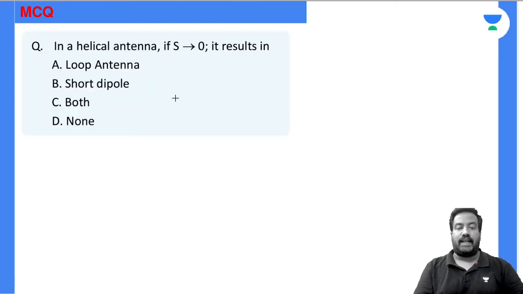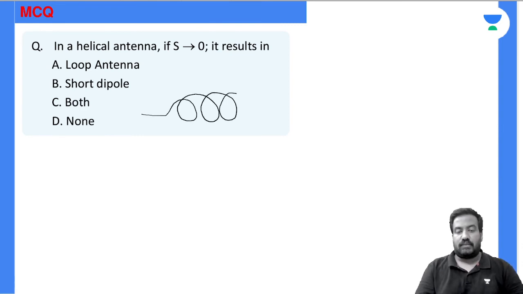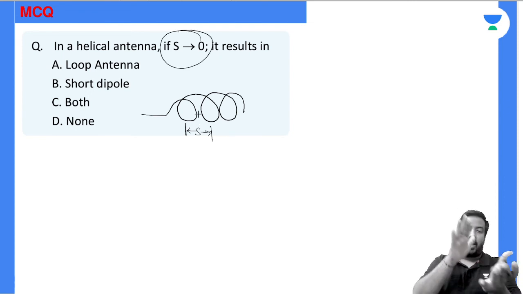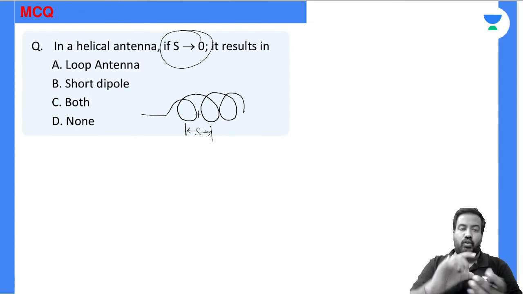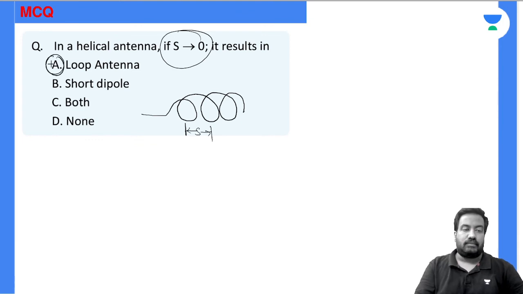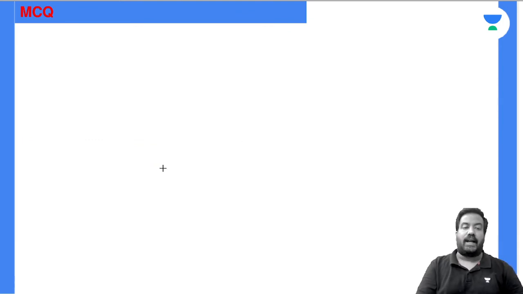In a helical antenna, this is the helical antenna and this is the spacing S. If the spacing is 0, all these rings will fall one on the other. It will make one loop antenna. S is 0, it will make one loop antenna.